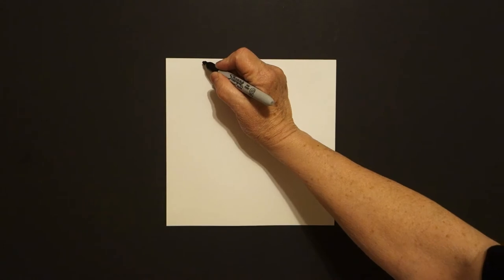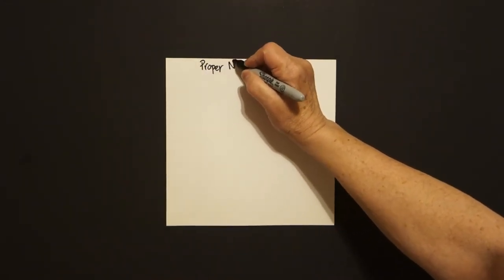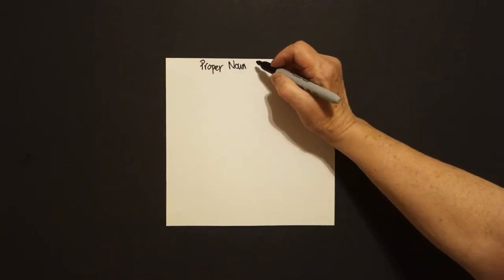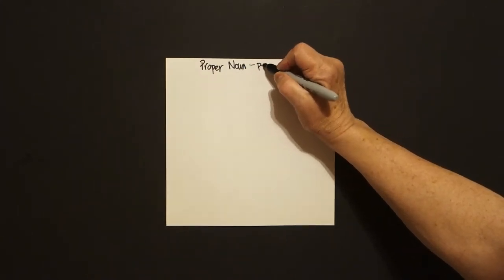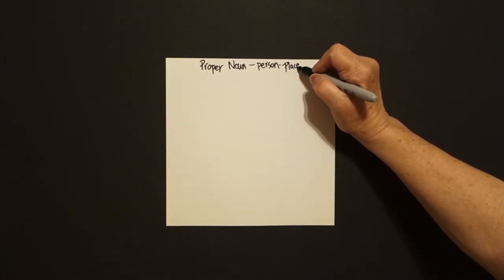Okay, let's draw. Today's project is how to draw proper nouns, which are still, like common nouns, person, place, or thing.